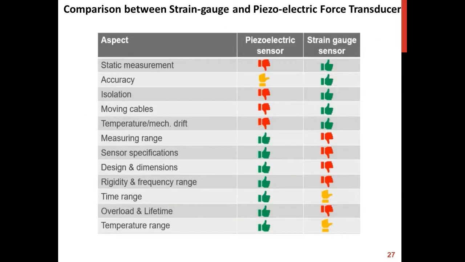Comparison between a strain gauge and a piezoelectric force transducer. For some of the specs like static measurements, accuracy, isolation, and moving cables, the strain gauge sensor is more reliable than a piezoelectric force transducer, while in other respects like measuring range, rigidity, frequency range, and time range, a piezoelectric sensor is more reliable than the strain gauge sensor. All depends upon the application in which we are using a strain gauge or a piezoelectric.